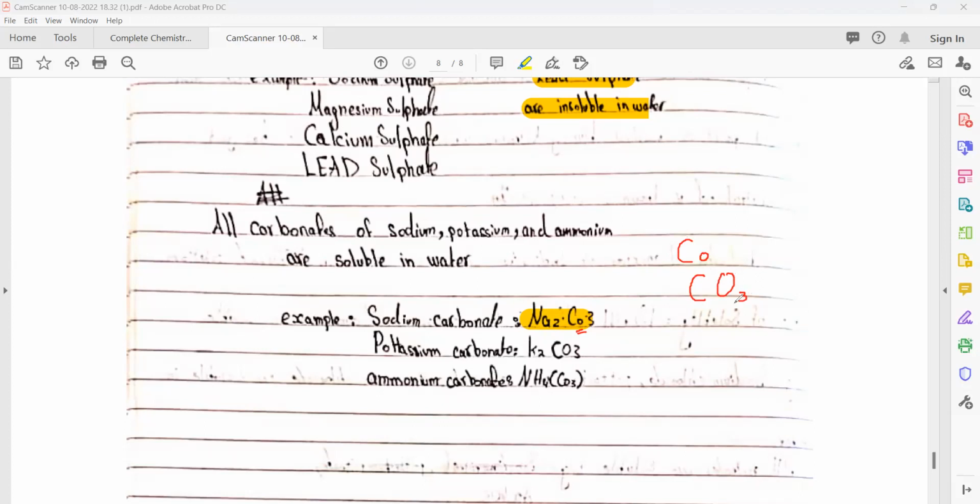Sir, what is the small o? Small o means nothing. If this small o comes with C, as Co, it means cobalt. Cu means copper. If only C, that means carbon. If C and O come, that means carbonate.